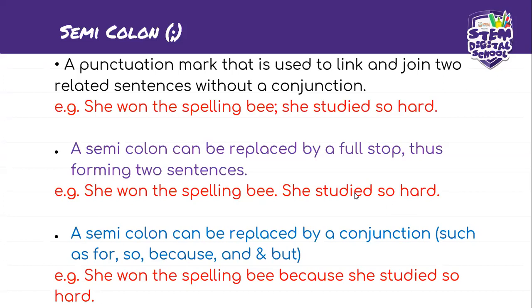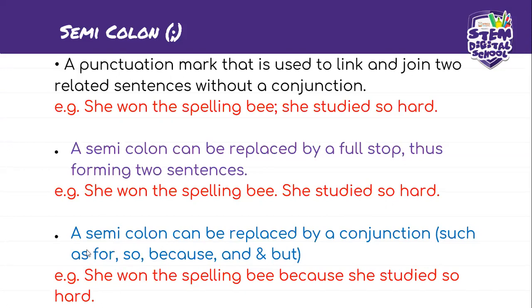So when that happens, we no longer have one sentence, but we have two. Remember what a full stop does. A full stop shows us the end of a sentence. So she won the spelling bee, that's the end of sentence number one. She studied so hard, that's sentence number two. So from here, we have two sentences because of the full stop, all right? But if we were using the semicolon instead of the full stop, then it's just one sentence, but it is linked or joined together by using a semicolon without using a conjunction.